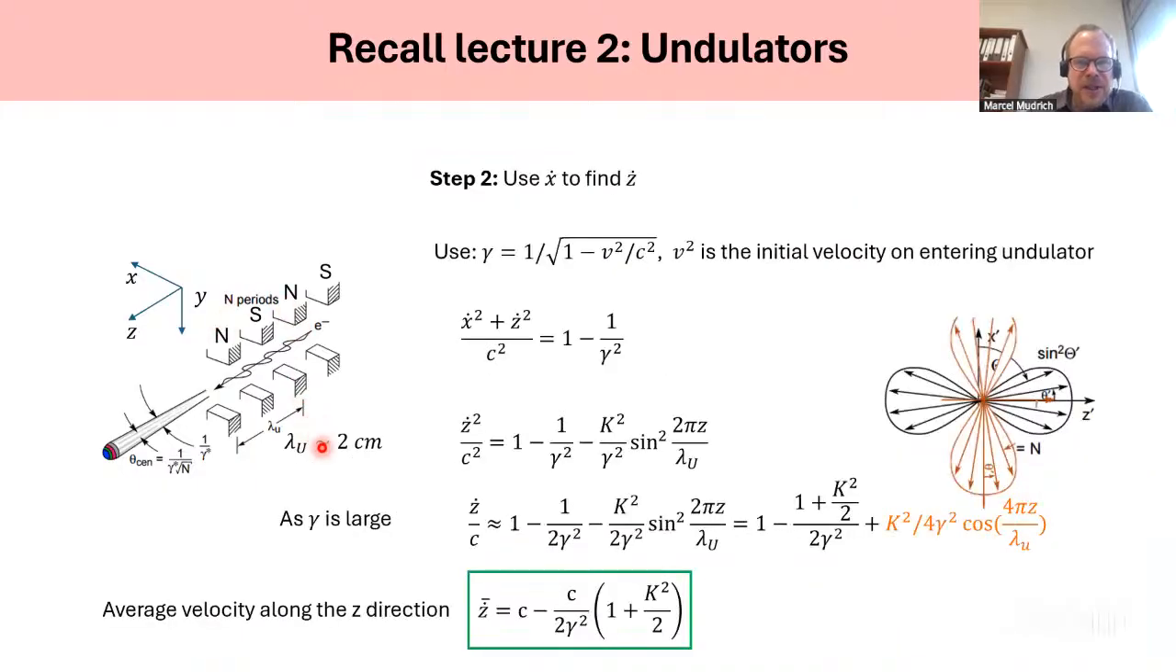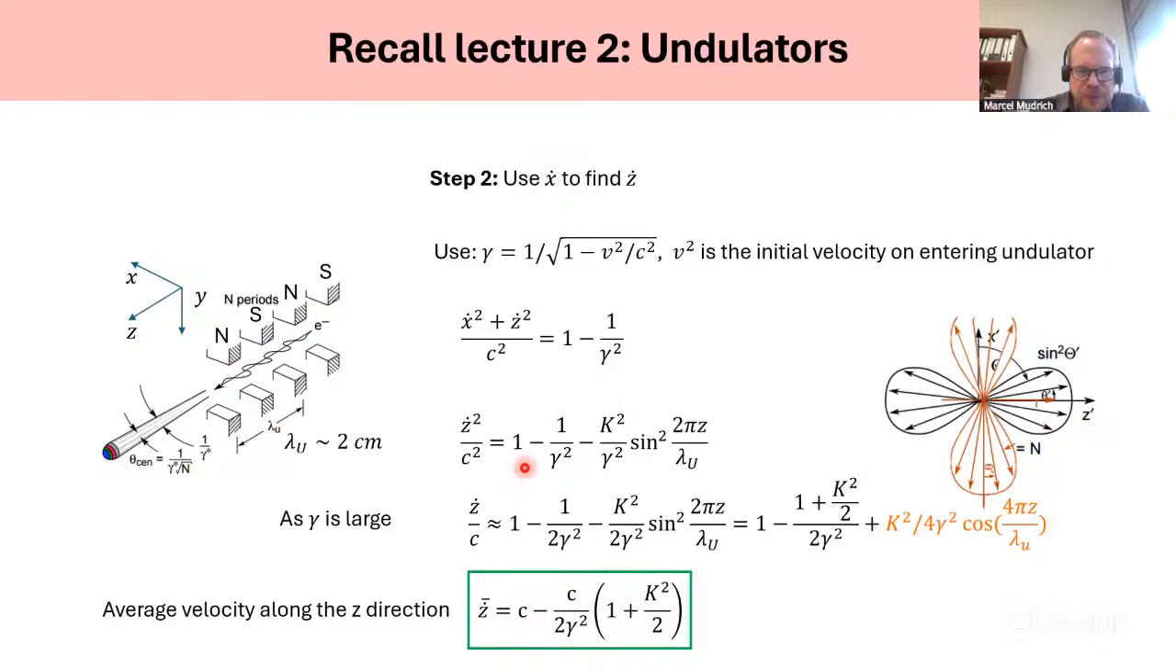Then we also looked at the total relativistic velocity. V squared can be written as Vx squared plus Vz squared, and over c, this is just another way of writing the Lorentz parameter, this gamma parameter here.